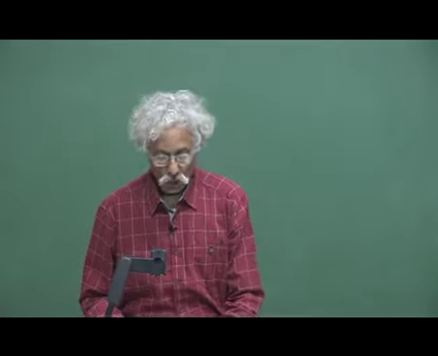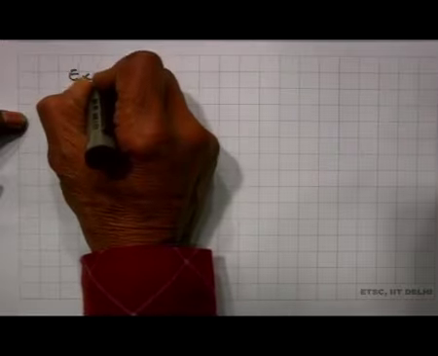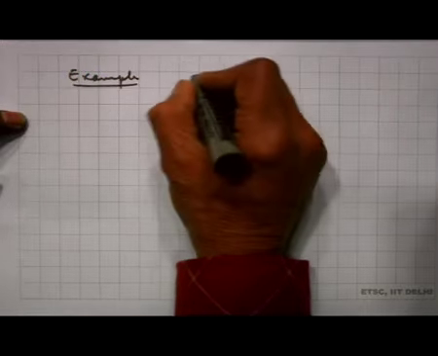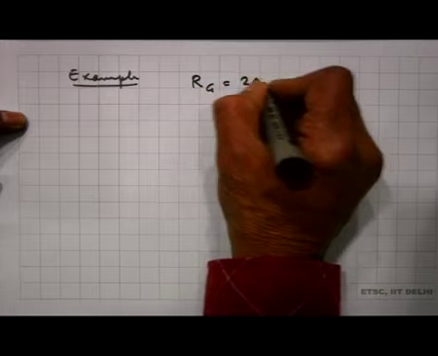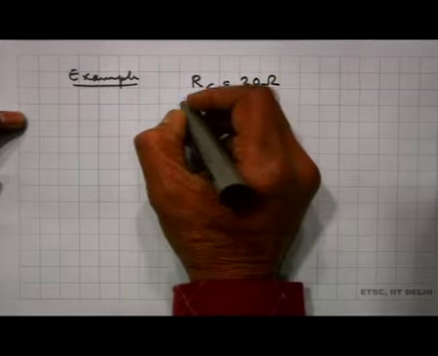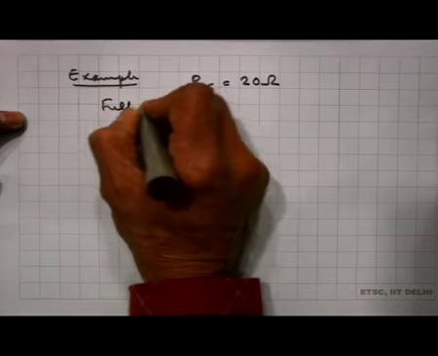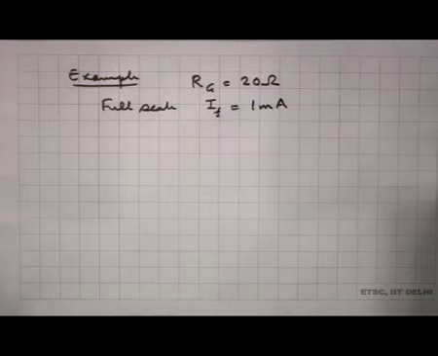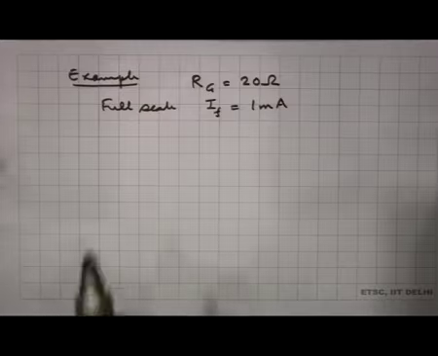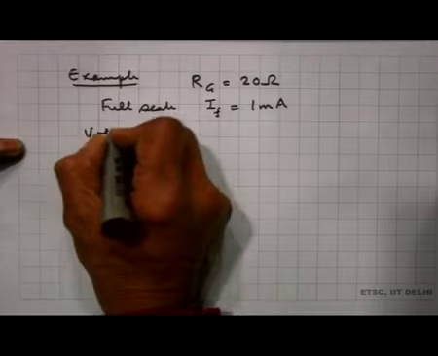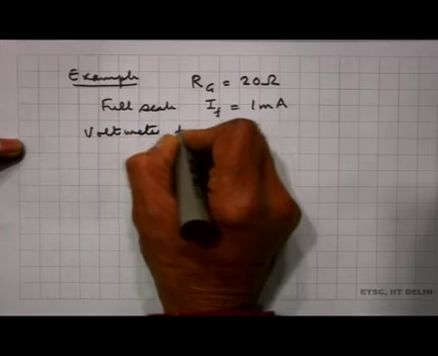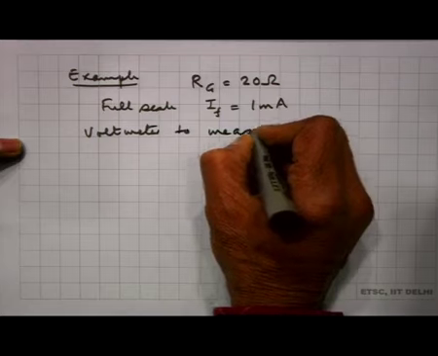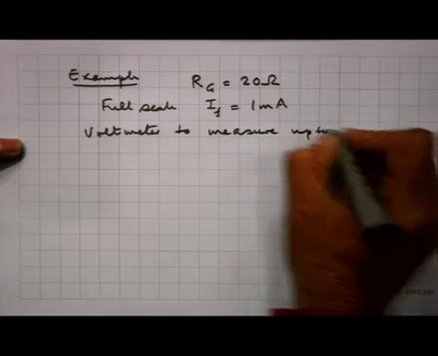So, now let me take the same example which I had done before: a galvanometer with a resistance of 20 ohms and a maximum full scale current of 1 milliampere. That means, if 1 milliampere passes through the galvanometer, the deflection is complete, and I want to convert this to a voltmeter to measure up to 10 volts.